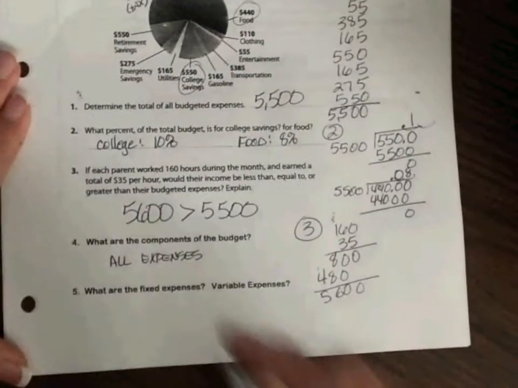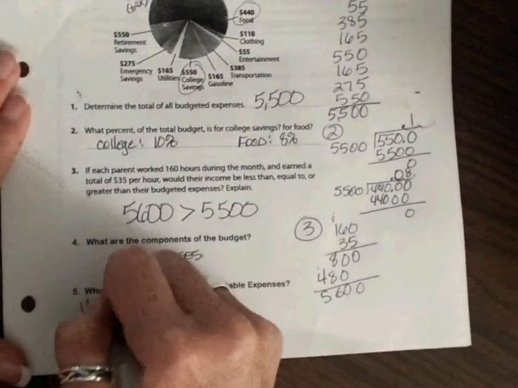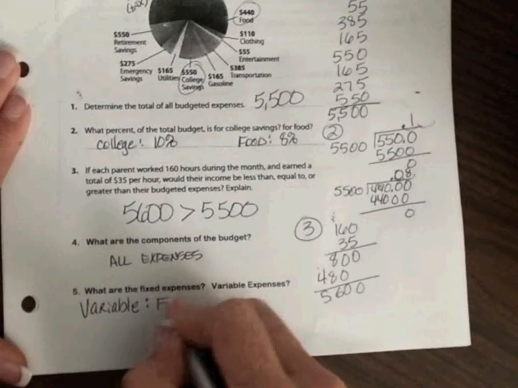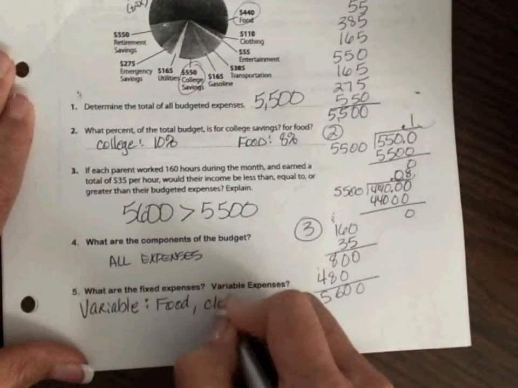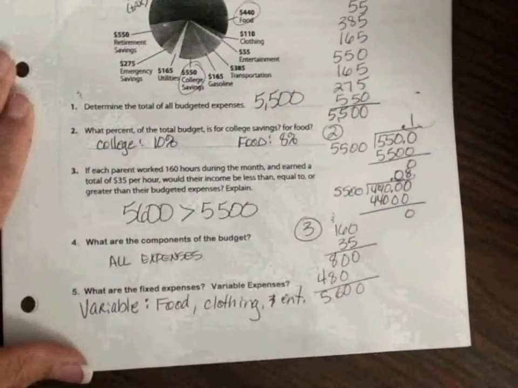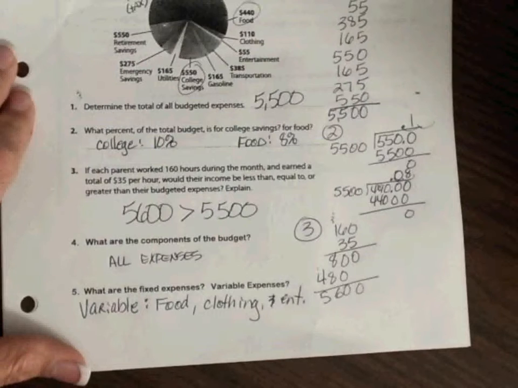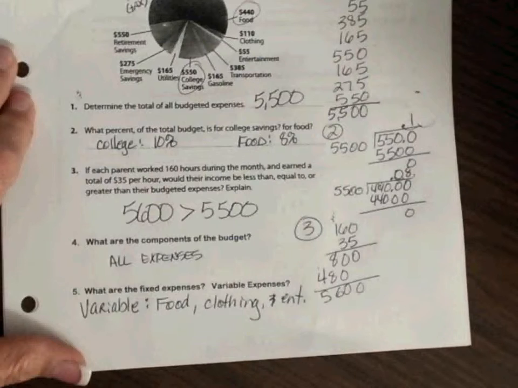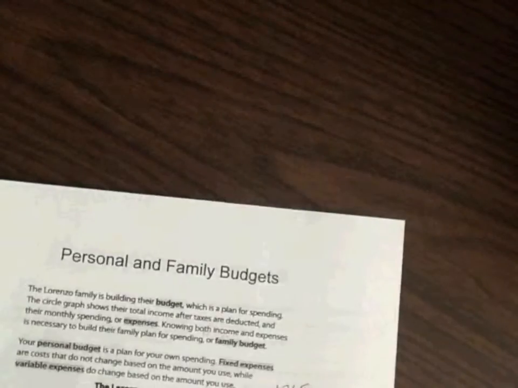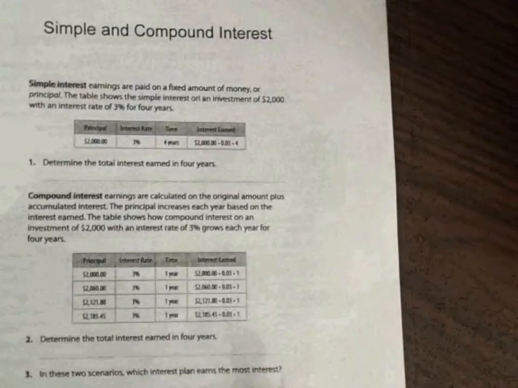So let's talk about variable expenses first, because the list is smaller. Our variable expenses in this list are food, clothing, and entertainment. So those are the areas that we could change if we needed to reduce our budget, or if we were able to increase it. So all the other components are fixed. Okay, so we're going to skip the independent practice for later for you.